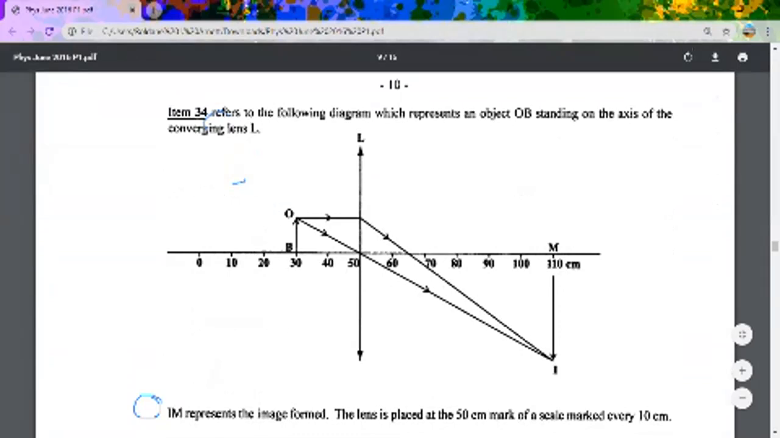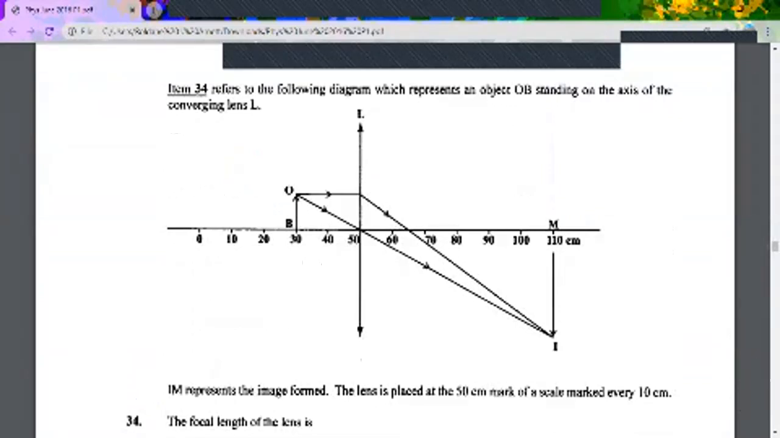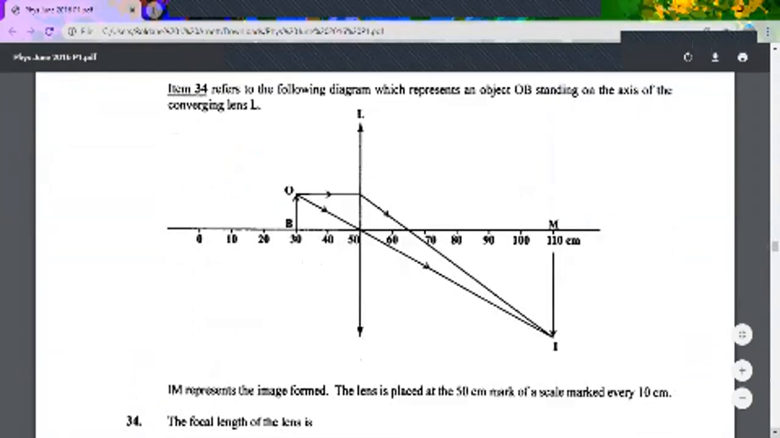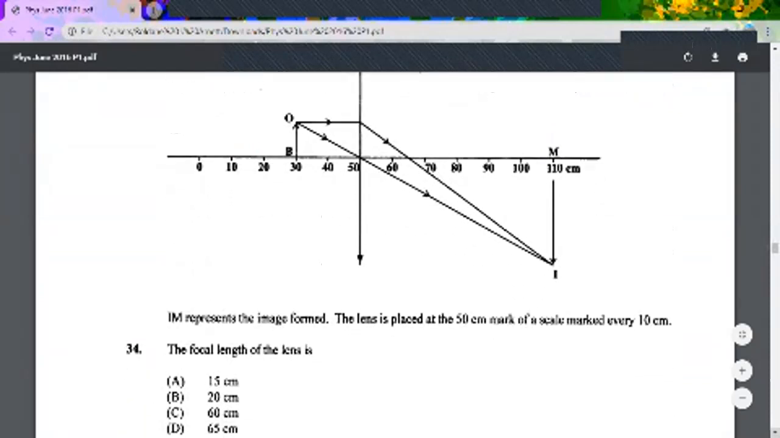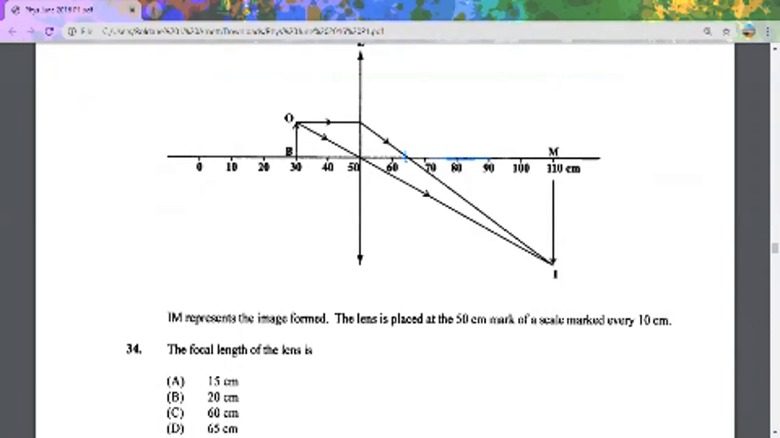Let me clear all these drawings. IM represents the image formed. The lens is placed at the 50 centimeter mark of the scale, and that scale is marked every 10 cm. So the focal length would be where the ray of light cuts the principal axis. The principal axis is actually this scale right here. So this would have to be the focal length. I'm circling it, right in the center right here.